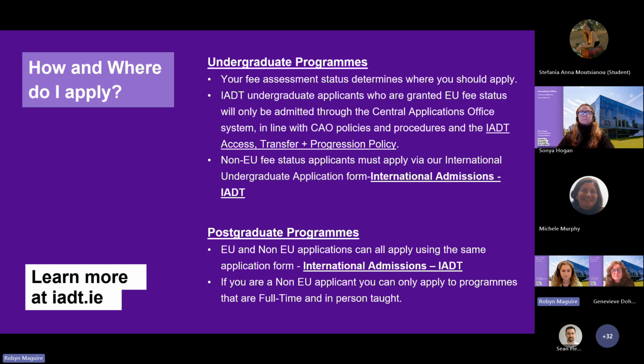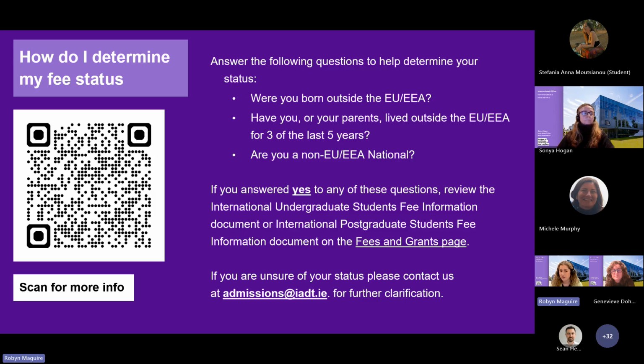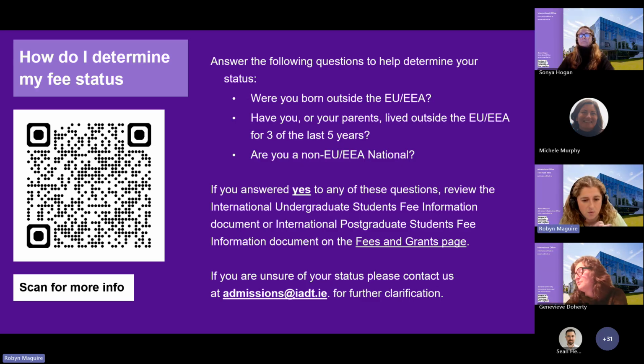If you don't know what your fee status is, there's quite an easy way that you can figure that out. This is all on the IADT website. This QR code will bring you to the IADT page, but the 3 questions that you need to check are: were you born inside the EU or EEA? Have you or your parents lived outside the EU, EEA for 3 of the last 5 years? And are you a non-EU, non-EEA national? So is your citizenship, as stated on your passport, non-EU or EEA?